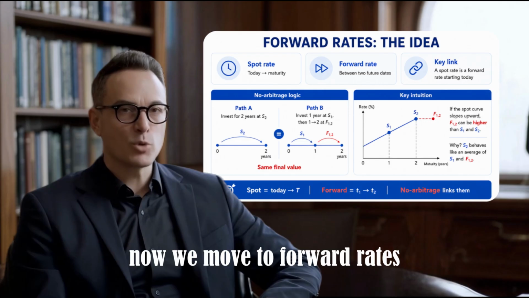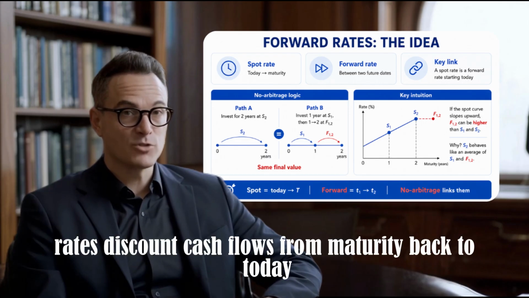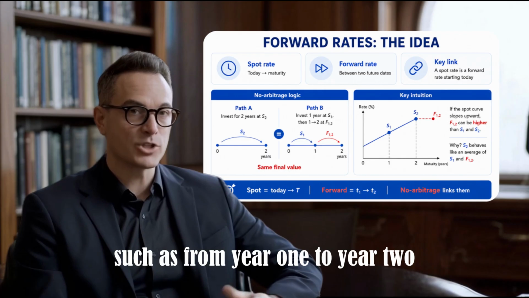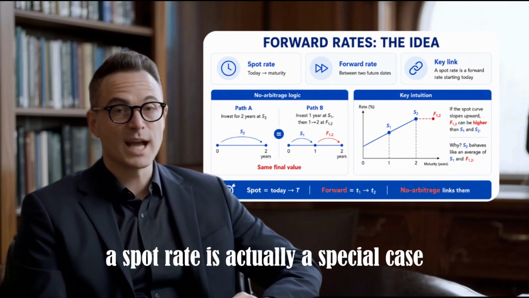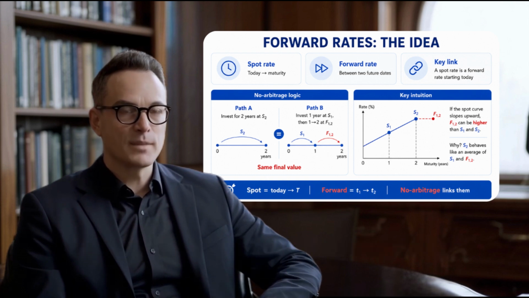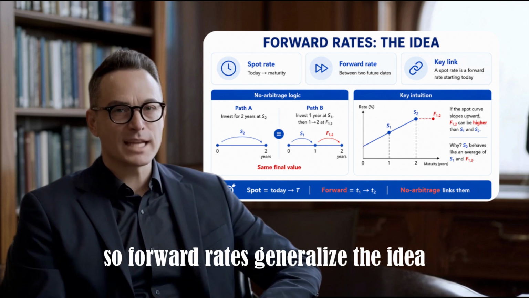Now we move to forward rates. Spot rates discount cash flows from maturity back to today. Forward rates, instead, describe the implied rate between two future dates, such as from year 1 to year 2. A spot rate is actually a special case of a forward rate, where the starting date is today. So, forward rates generalize the idea.